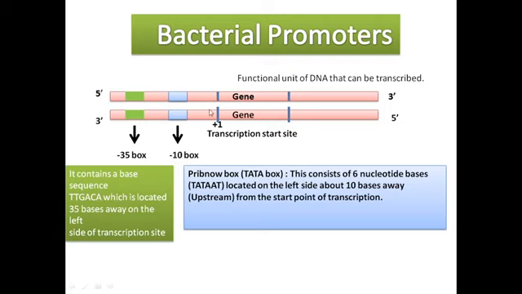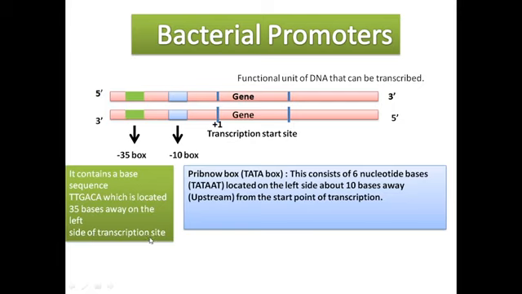Now, in bacteria there is another promoter which is called the -35 box. The -35 box is 35 nucleotides away from the transcription start site, and minus means it is upstream. It contains a conserved sequence, TTGACA, which is located 35 bases away on the left side of the transcription site.